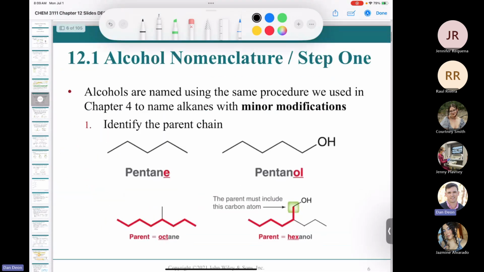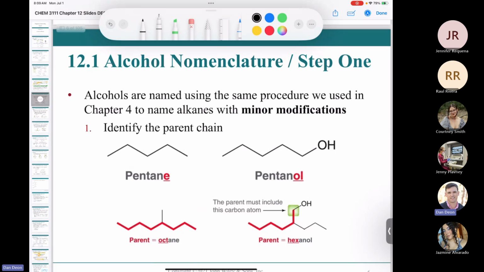So here are some examples. Let's say you have pentane. Well, if you have a hydroxyl group, it's not "ane," it's "ol." It's pentanol. And here, the hydroxyl group is on the first carbon of the 5-carbon chain. You see me numbering it here. So this would actually be 1-pentanol. Here you see the longest chain has 8 carbons, so it's octane. So this would be 4-methyl-octane. I won't write that in.